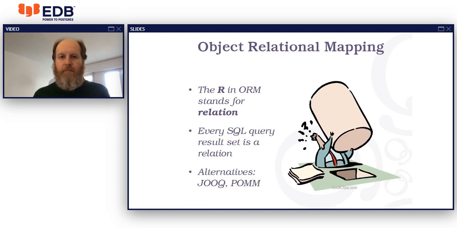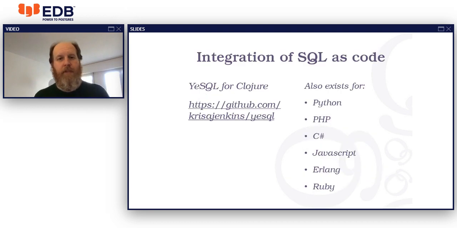Some people, when they want to integrate SQL, they use ORMs. But I keep saying that every SQL query provides you with a result set that is itself a relation. So the R in ORM should be mapped to the result of the query. If your ORM does that, then it's going to be very nice to use it. If not, you will have trouble. Simple as that.